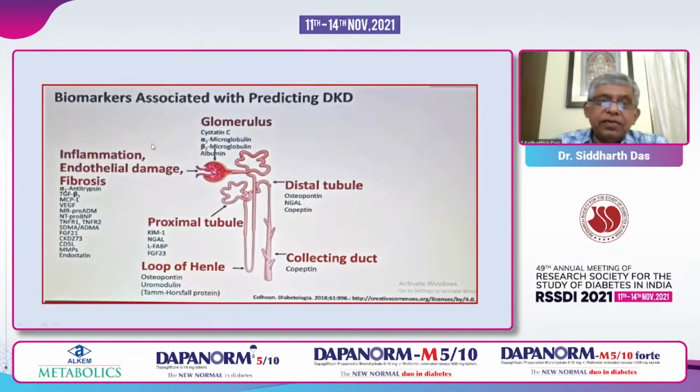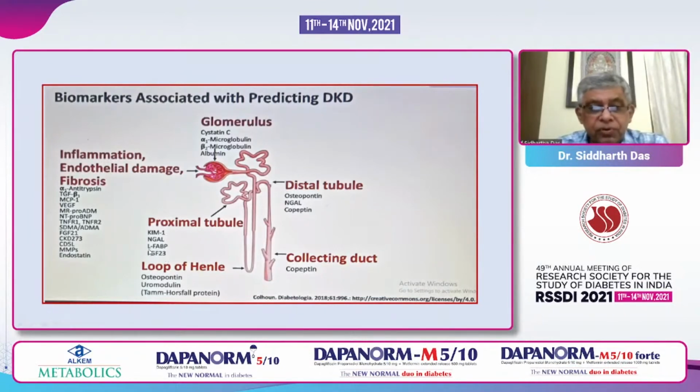Well, this is very important. What are the biomarkers which are predictive of CKD? If you look at the glomerular pathology, I beg your attention to this. It is cystatin C or alpha-1 microglobulin or beta-2 microglobulin and albumin. If these biomarkers are present, that suggests a glomerular disease. When you come to inflammation and damage to the interstitium, it is alpha-1 antitrypsin, TGF beta-1, monocyte chemotactic protein 1, VEGF, etc.